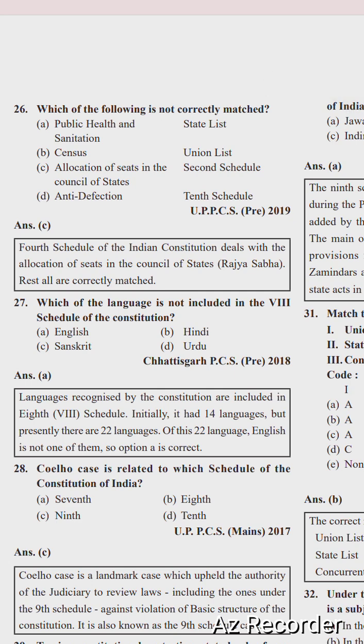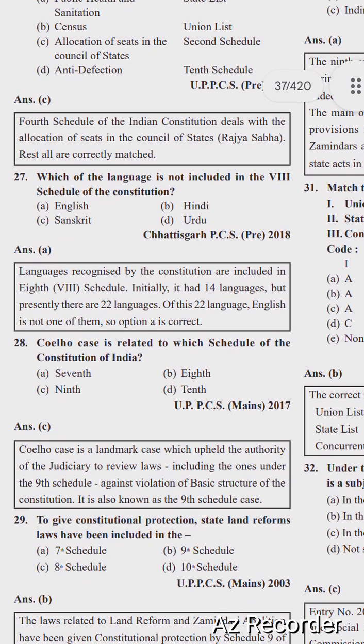The 4th schedule of the Indian Constitution deals with the allocation of seats in the Council of States, Rajya Sabha. Rest all are correctly matched.